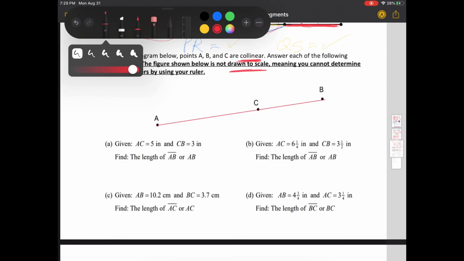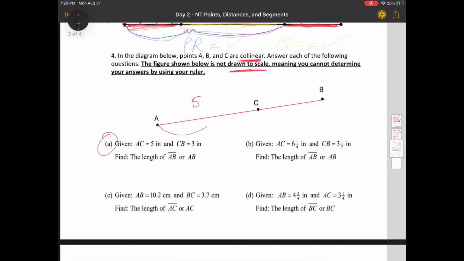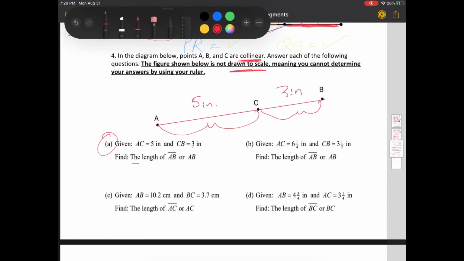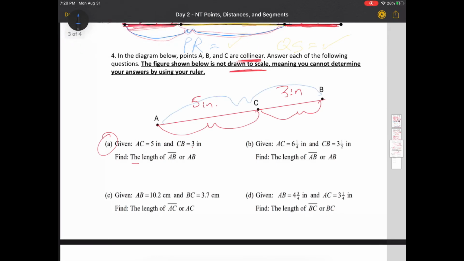It says AC is equal to 5. So we're doing A. So A to C is equal to 5 inches. C to B is equal to 3 inches. What is the length of AB? So what's now the length of the entire segment? All we're doing here is our segment addition. So we do AC plus CB, and that should give us our AB. So we'll do our 5 plus 3, and we get 8 inches.